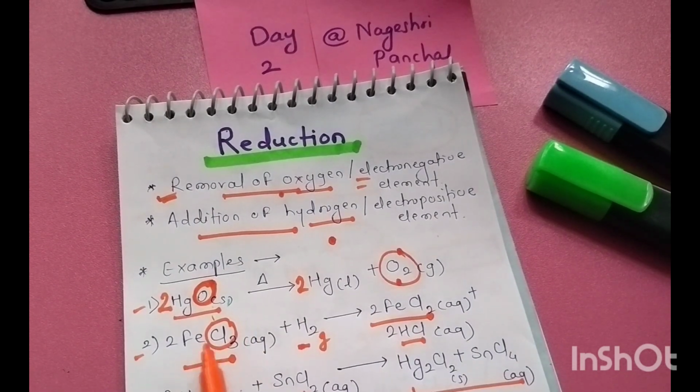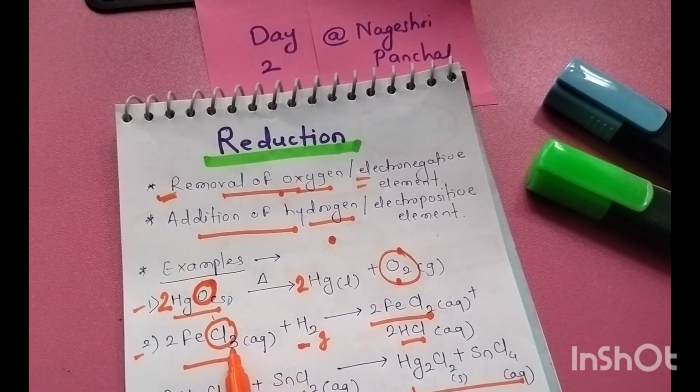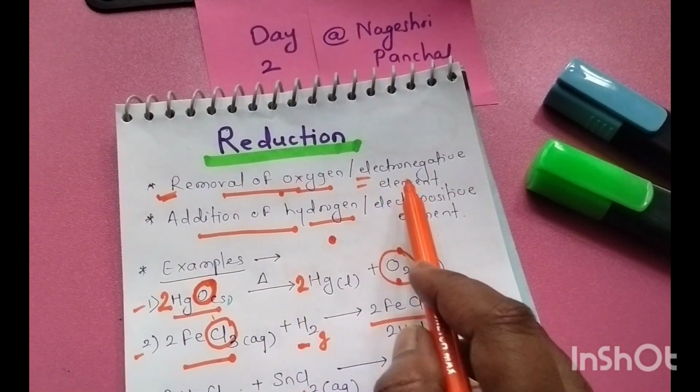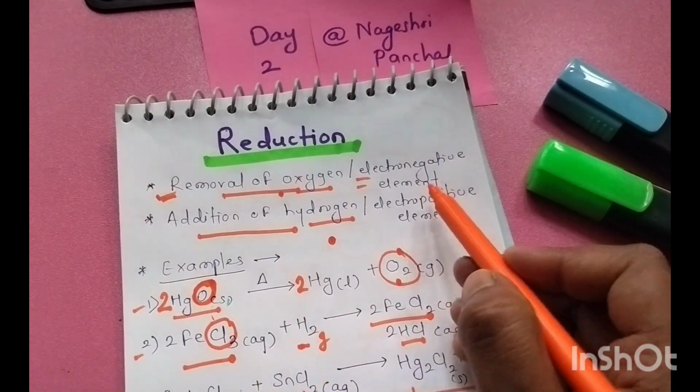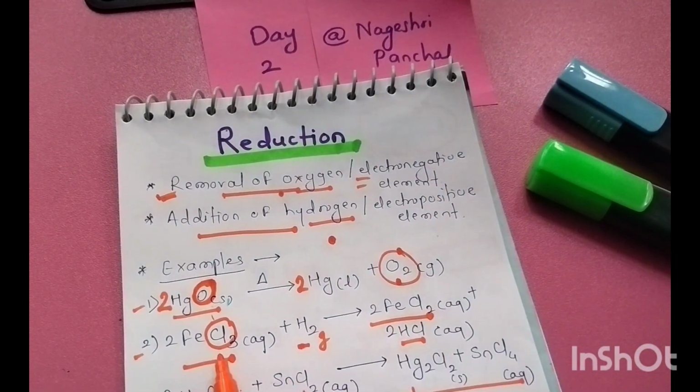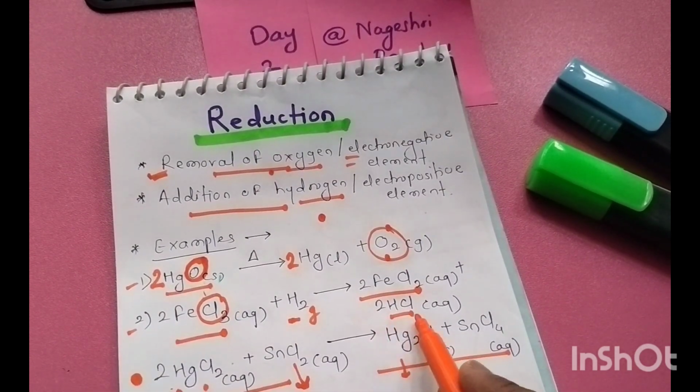Now the second example, if you see FeCl3 becomes FeCl2. Here we are again removing an electronegative element. Chlorine is the electronegative element. So we are removing chlorine, that's why this is again a reduction reaction, and we got hydrochloric acid.